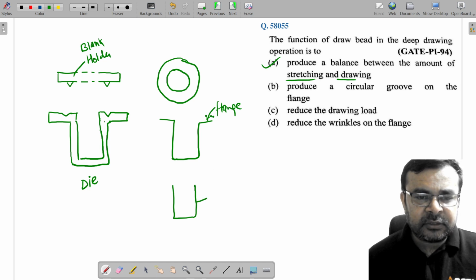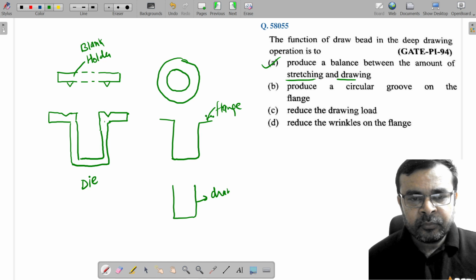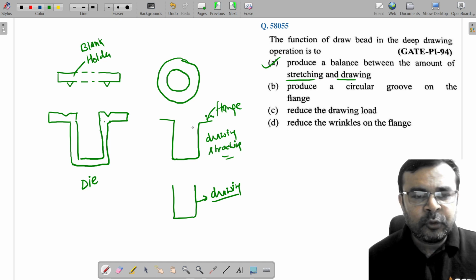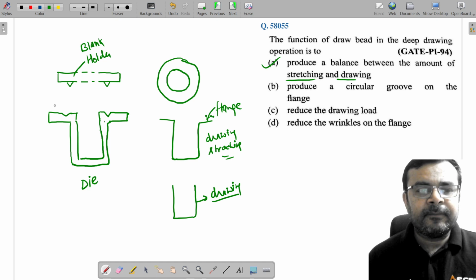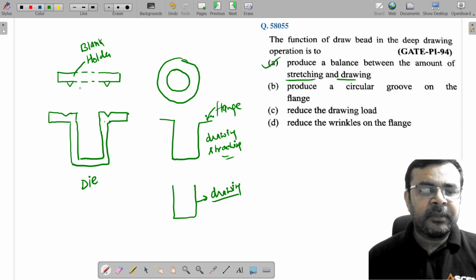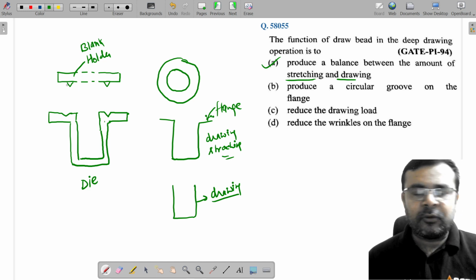So in this only you get drawing. There is no stretching, but in this we have drawing as well as stretching, and for stretching we need to prevent the motion of the metal, and it is only provided by this blank holder. Yes or no?